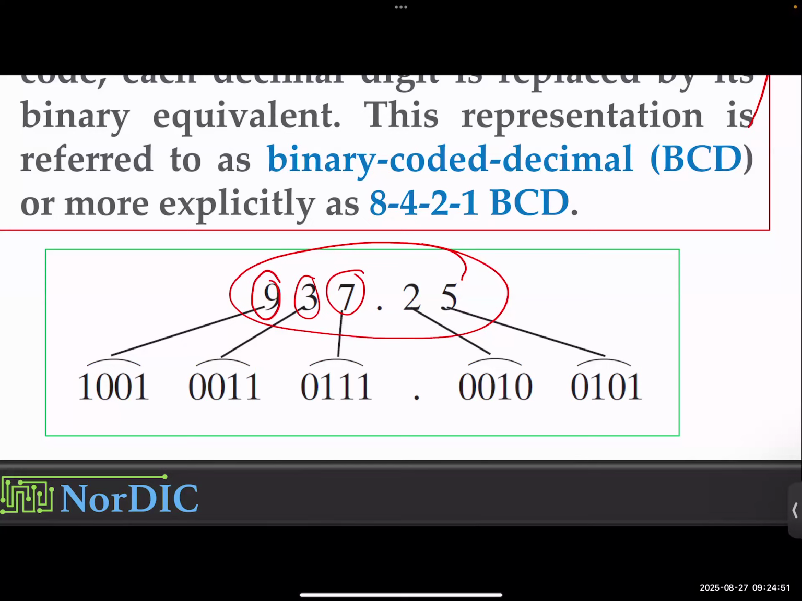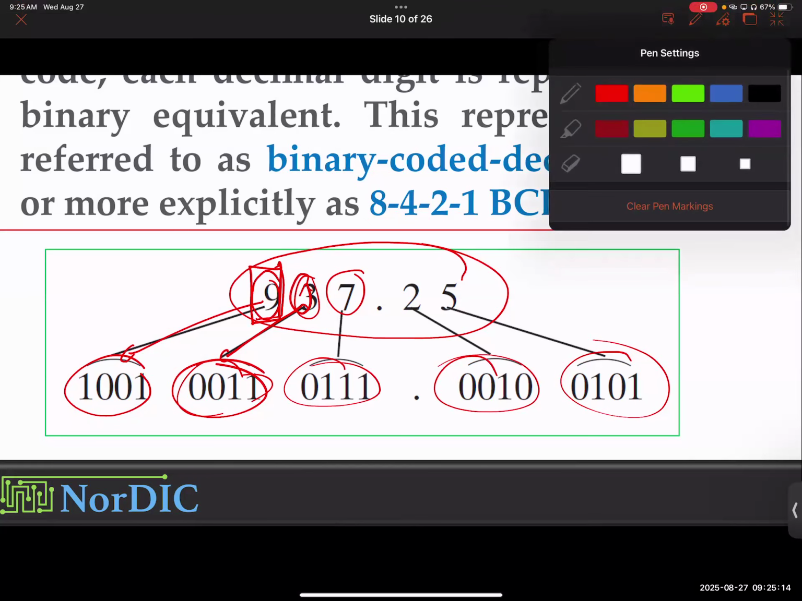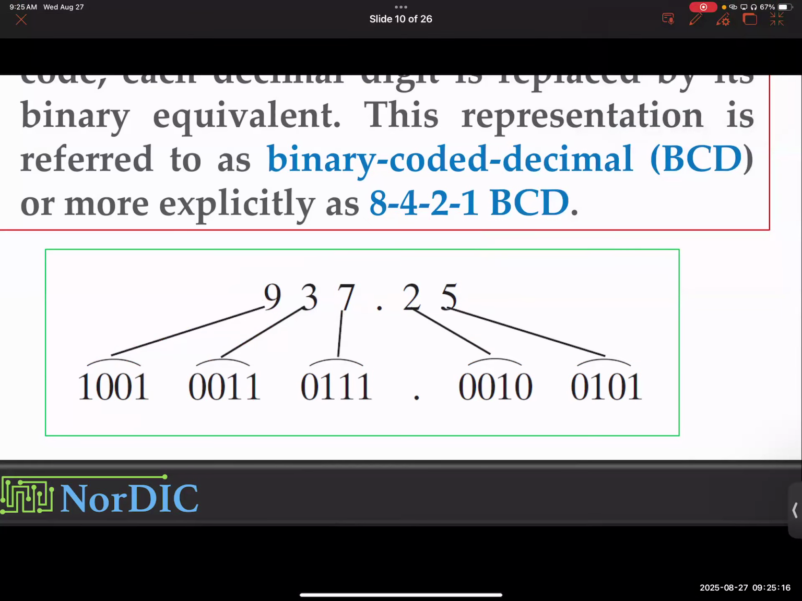You see my point? 0010 is what? 2. 0011 is 3. So basically, wherever you see 3, just represent 0011, and so on. So all you do is you take every digit from the decimal system and represent that with 4-bit binary. That's it. And this coding system is called BCD, binary coded decimal. There is another name that is often used. It's called 8421 BCD.